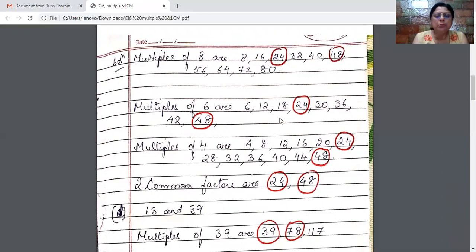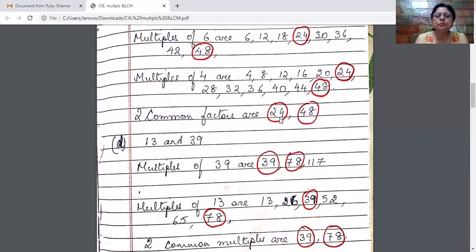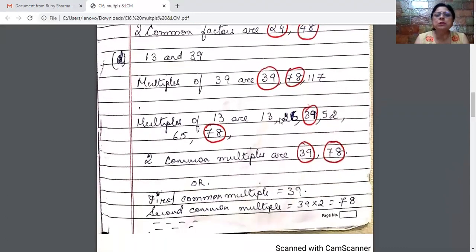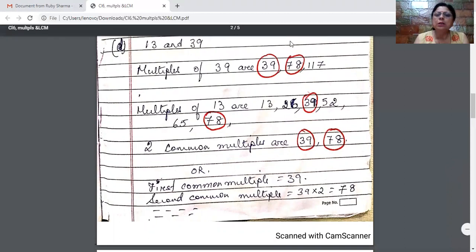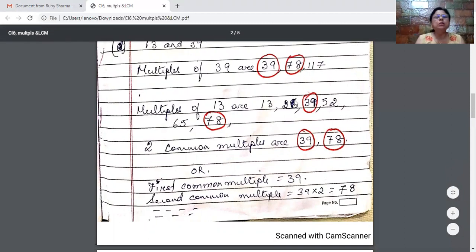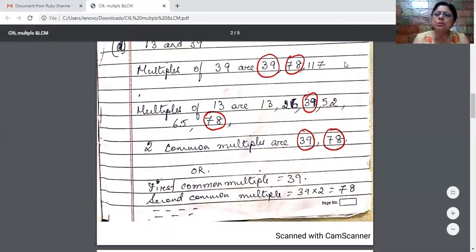But there's another way. When you get the first common multiple, the rest becomes easy for you. I'll show you that method also. Suppose 13 and 39. The multiples of 39 are all these. Multiples of 13 are these. I have left space because if we are not getting the first common multiple, we need to continue with the multiples till we get a common one. Here we already got 39 as the common multiple.